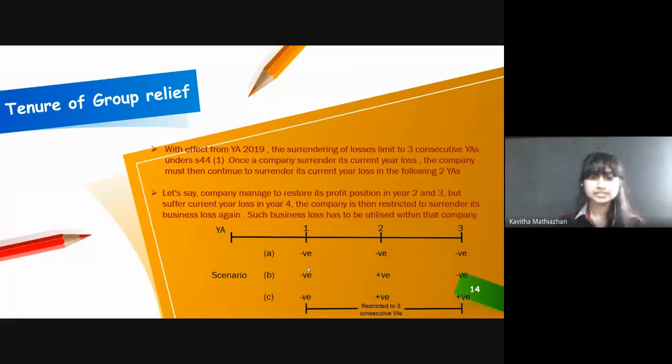These scenarios given are the same example as well. If the company has losses in the first year, the second year is profit, the third year also profit, but then in the fourth year they still cannot surrender their business loss because it is restricted to 3 consecutive years of assessment. So that's all from me. I'll pass it to my next presenter. Thank you.